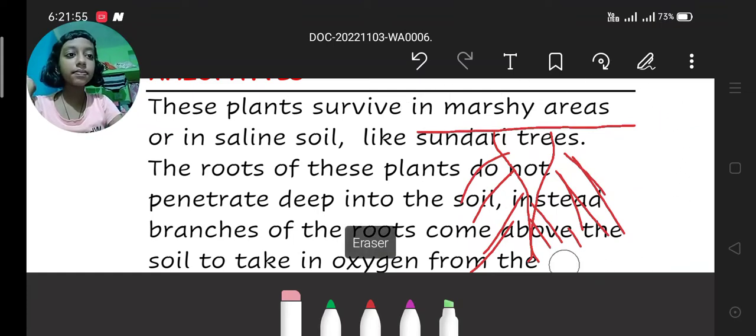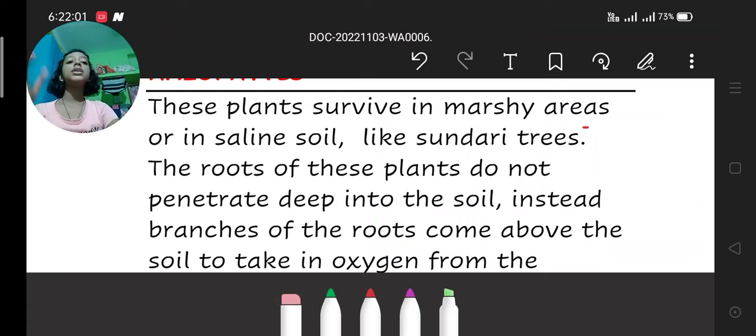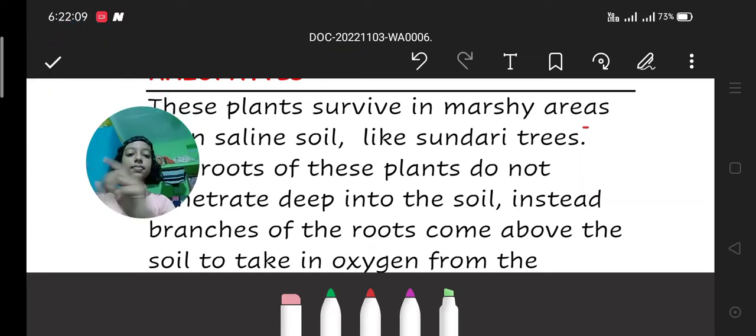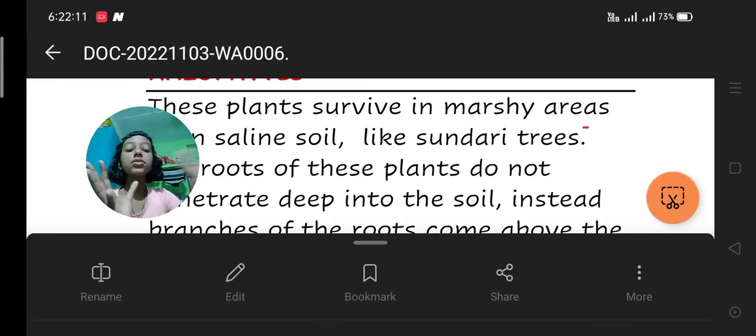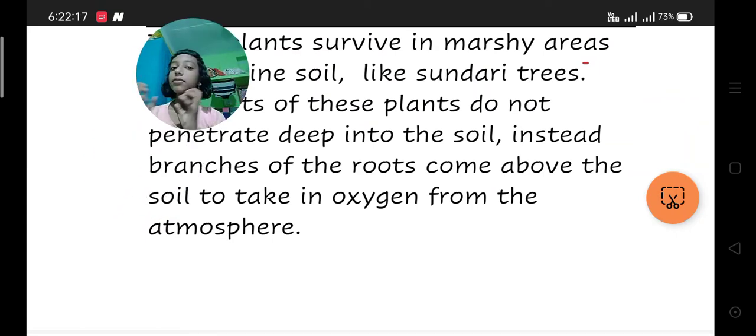Enough clear? What are these? These are lateral roots. Now the branches of roots refer here to the lateral roots. Yes or no? Yes. So these lateral roots or the branches of roots come above the soil to take in oxygen from the atmosphere, and if they stay on the surface of the soil, on the surface of the earth, they can absorb oxygen from the atmosphere easily.